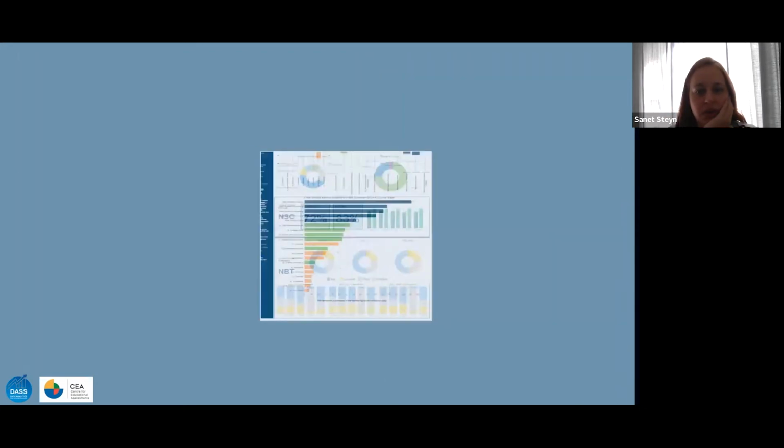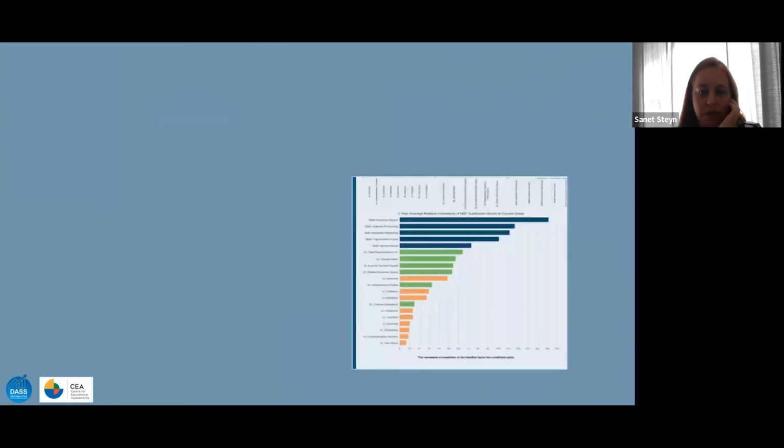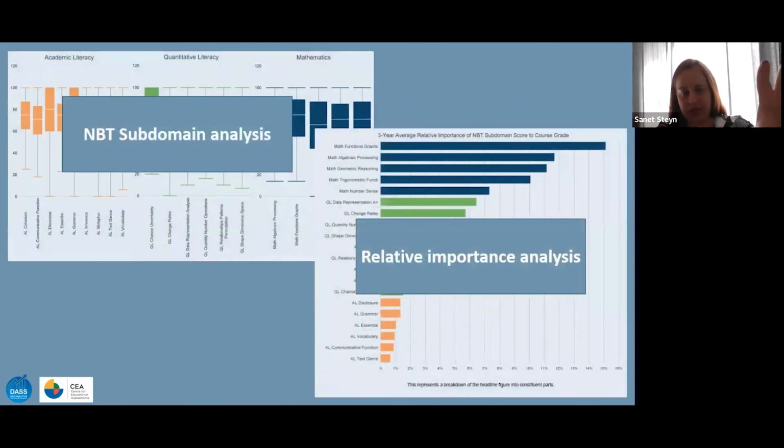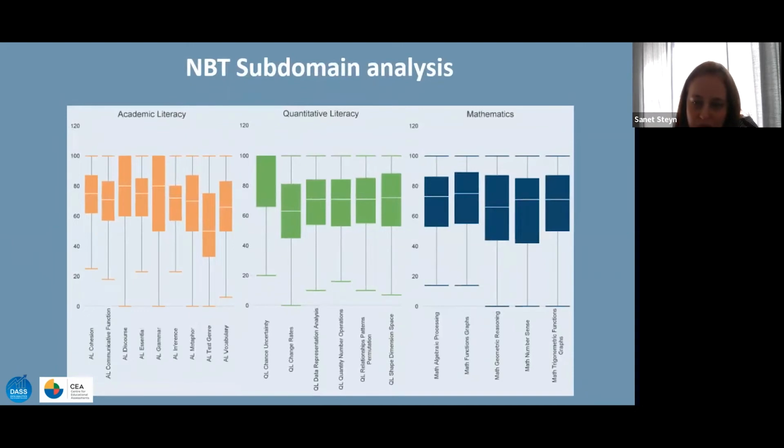Then we can move on to the part that is new to the report. So the other parts were in the report that was available in the first semester. This page 4 is a new addition to the report, and it has just been launched this semester. And this gives us a little bit more insight into what's going on if we break those NBT results down. So we have 2 bits that have been added: the NBT subdomain analyses and the relative importance analysis. The first is our box and whisker plots that compare the cohort's performance.